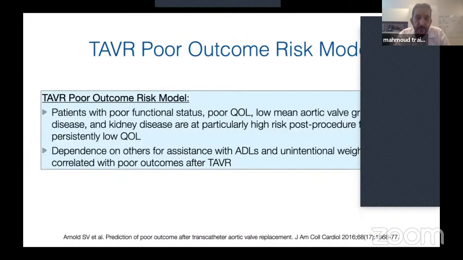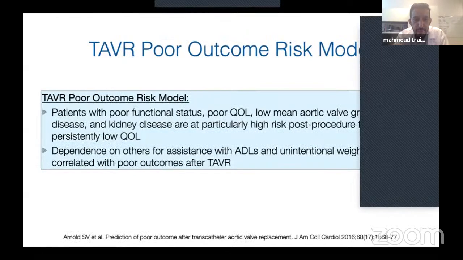There have been multiple risk models, but it makes sense that if the patient goes in in a very poor status, they tend to come out in a poor status with either TAVR or surgery, whatever you treat the patient with, and it's not going to fix all of the patient's situation. Patients with poor functional status, poor quality of life, relatively low mean aortic valve gradients, lung disease and kidney disease are particularly at high risk of low quality of life after the procedure.